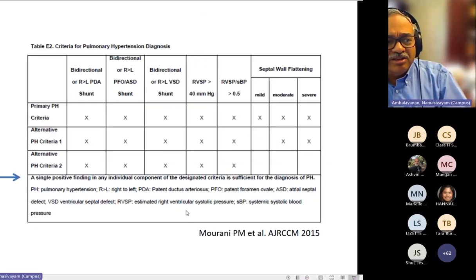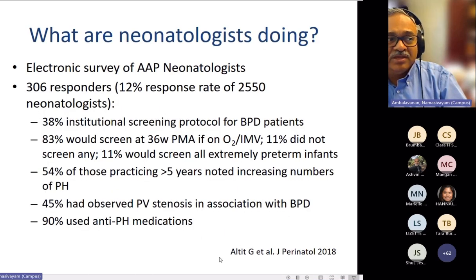And what's the criteria used for that? It could be a bidirectional or right to left PDA shunt, or ASD shunt, or VSD shunt, or a right ventricular systolic pressure more than 40, or ratio to systemic blood pressure. But septal flattening seems to be one of the most sensitive features. So if you see septal flattening, you need to strongly suspect PH. What are neonatologists doing?